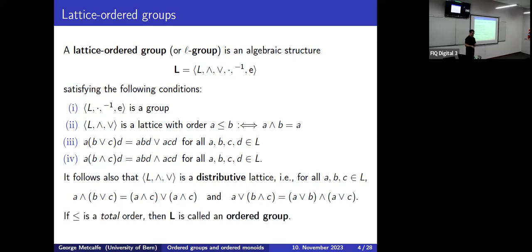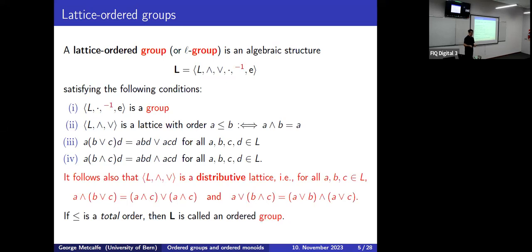And then perhaps the easiest case, at least to understand, is to think of when the order is a total order. So then the lattice is a totally ordered set, and the meet is the minimum and the join is the maximum, and then we call L an ordered group. All right, so we have lattice-ordered groups and ordered groups, a subclass. But now we want to also consider monoids.